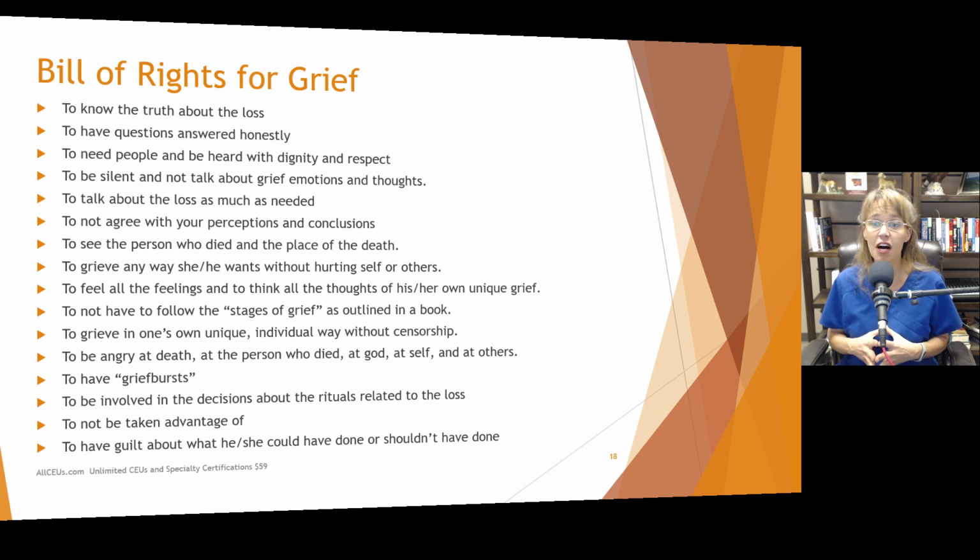I have the right to be involved in the decisions about the rituals related to the loss. I have the right to not be taken advantage of. And I have the right to have guilt about what I could have done, couldn't have done, or should or shouldn't have done.